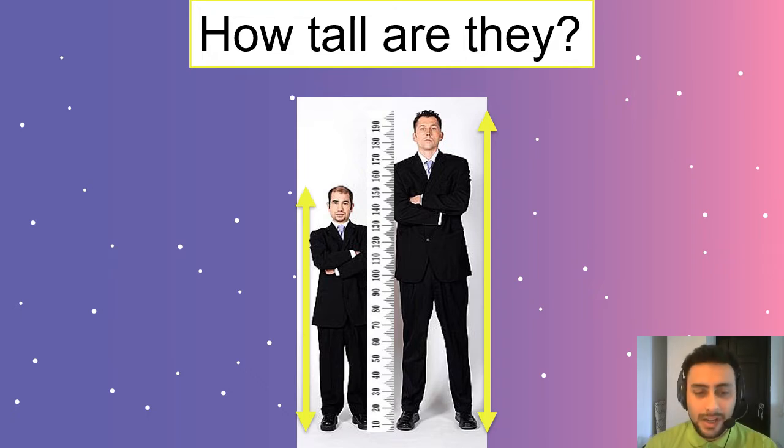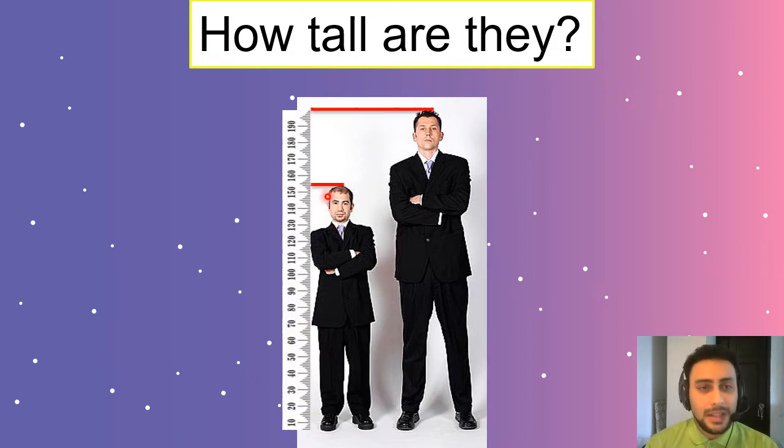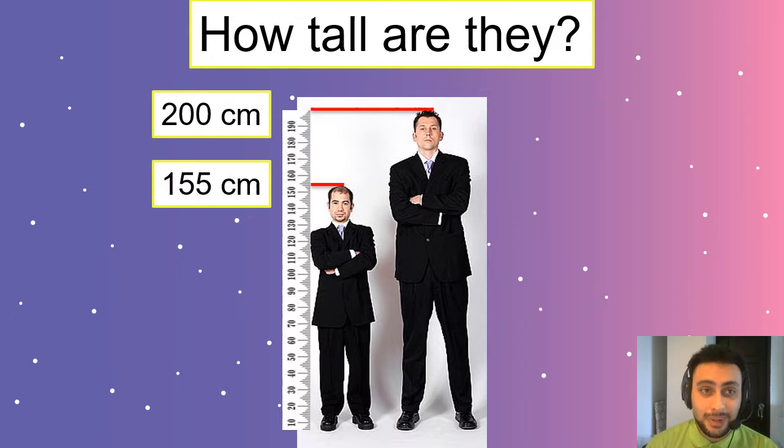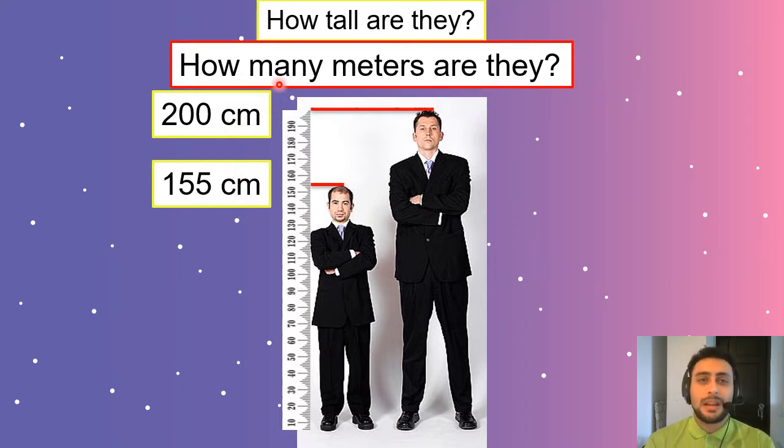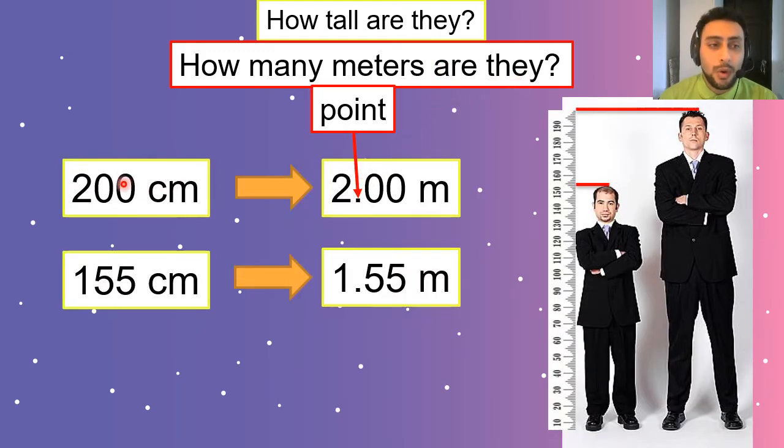Now, let's look at these two men. How tall are they? We know that this man is taller than this man. So he's tall, he's short. Now, let's see. I think he is 155 centimeters and this man is 200 centimeters, right? Yeah, 200 centimeters and 155 centimeters. Now, we want to turn this into meters. How many meters are they? Same thing. You put the point, whoop, whoop, and it is in meters. And this one, whoop, whoop, and it's here 1.55 meters.